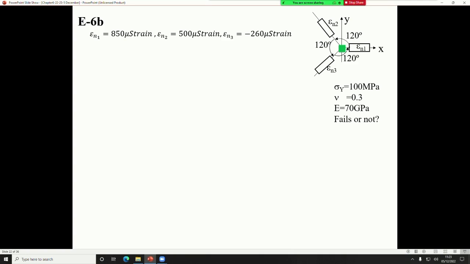So could you please, I give you 1 minute to write down theta 1, theta 2, and theta 3 for these three gauges, please. The angle each gauge makes with the x-axis in the anti-clockwise direction. Theta 1, theta 2, and theta 3.